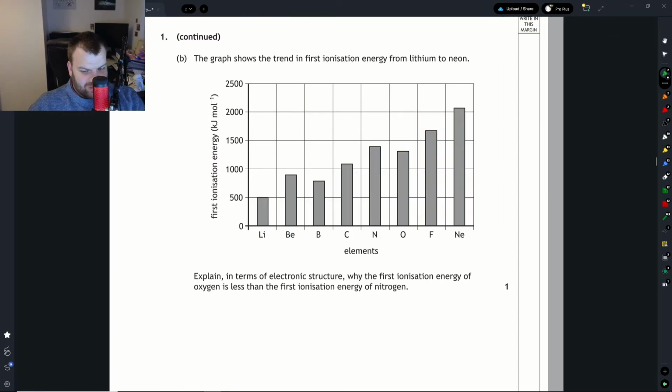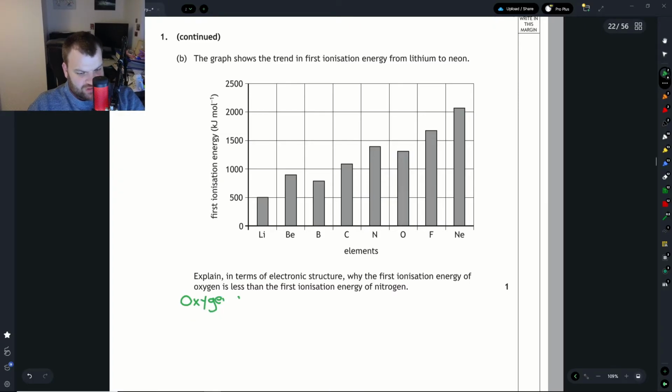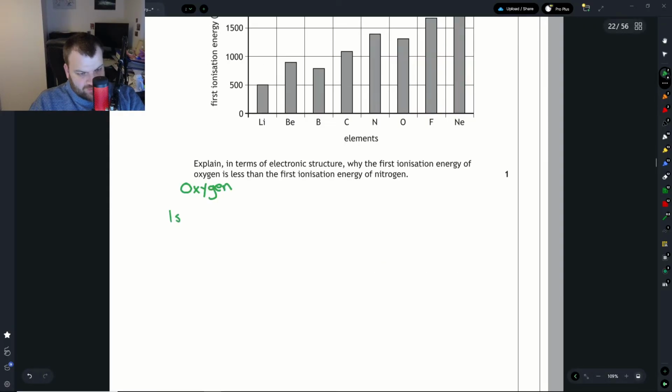In this one, we're asked about ionization energies. So that's the energy required to remove electrons. Talking about oxygen and talking about nitrogen. First, sketch out some box diagrams for oxygen and nitrogen. Oxygen's arrangement would be 1s2, 2s2, 2p4. Our nitrogen has 1 less electron.